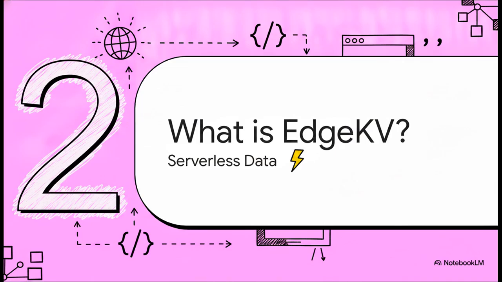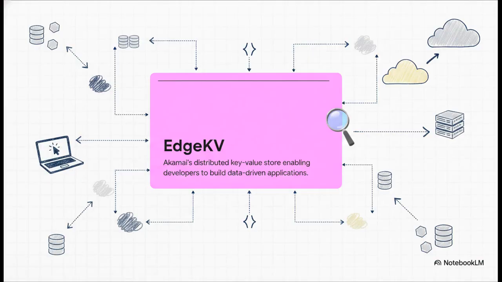Which brings us right to Section 2. What is Akamai EdgeKV? Let's zoom in on serverless data. Put simply, EdgeKV is Akamai's distributed key-value store. You can just think of it as serverless data. It basically gives JavaScript developers the power to build incredibly fast, data-driven applications by putting their database right next to their application code, right out at the edge.